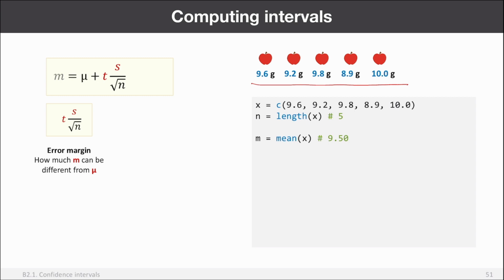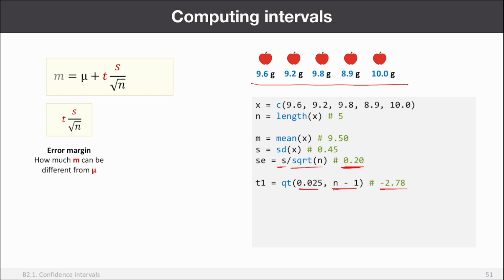I compute the average sugar content, standard deviation, and now I compute standard error by taking the standard deviation of my sample and dividing by the square root of sample size. So this is my standard error. Now I can get the t-scores for left and right tails. For the left tail, I computed for probability 0.025. It gives me minus 2.78. This is the t-score for 4 degrees of freedom, because my sample size is 5.